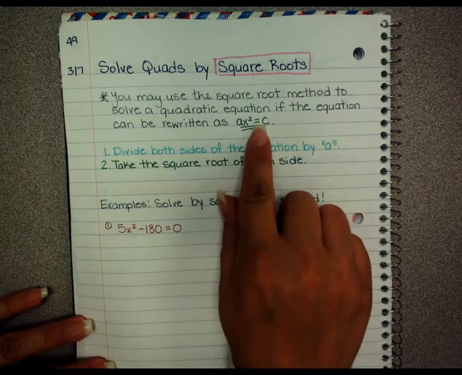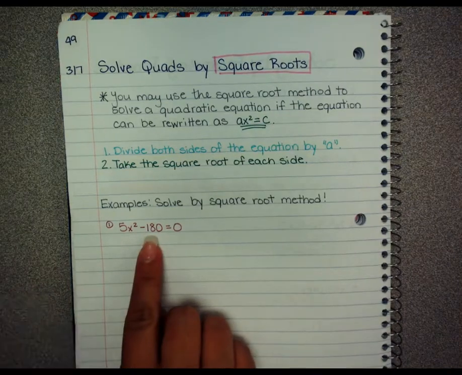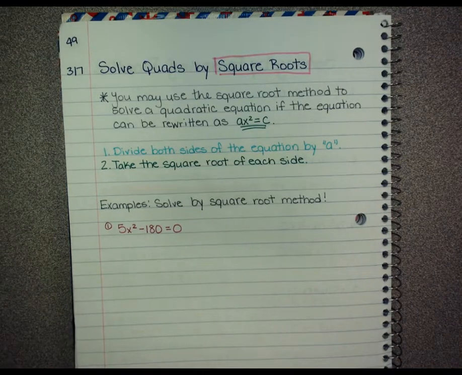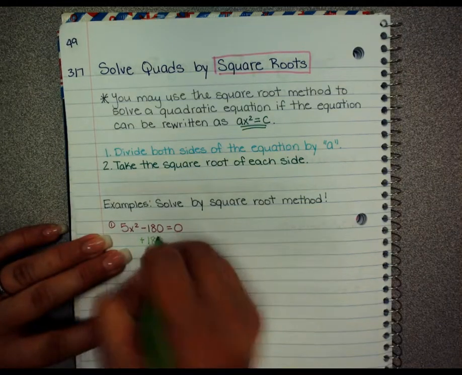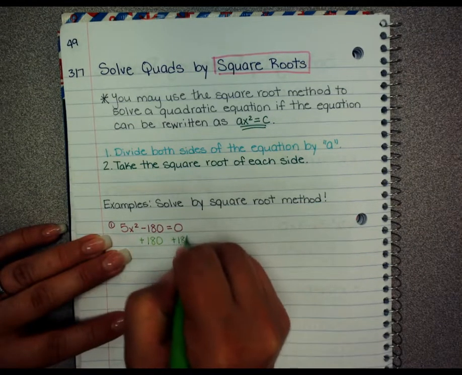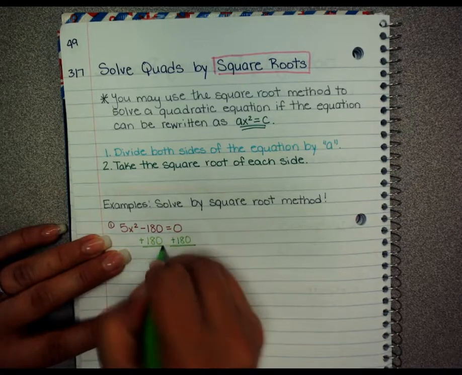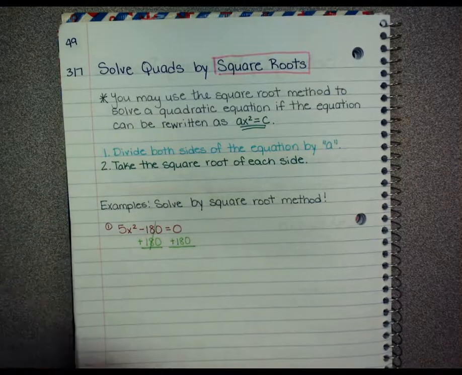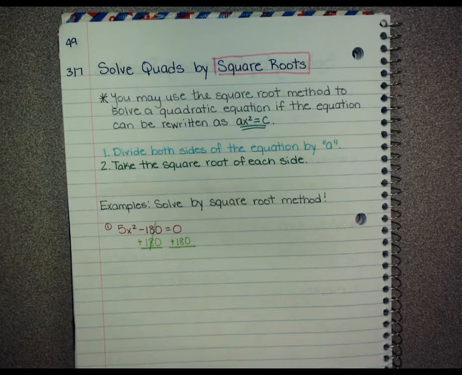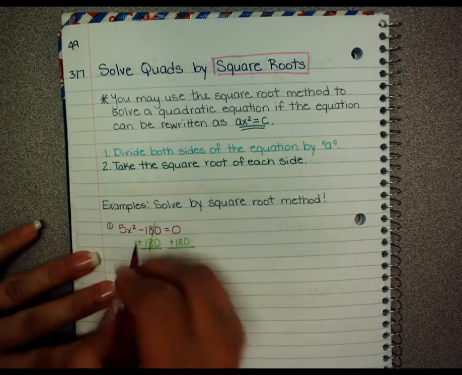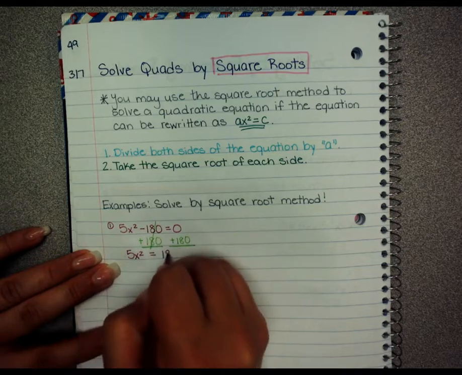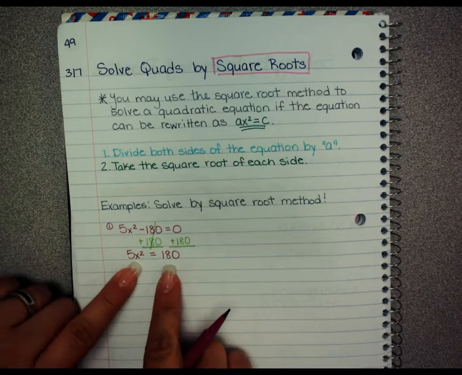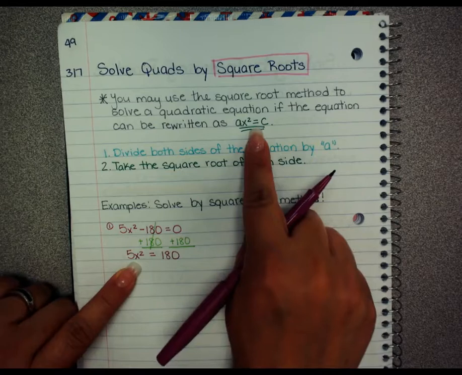We need to have this ax squared equals c. So I need to move this 180. Well, it's really easy. Okay, we're subtracting it, so we're going to add it to both sides. Okay, on this side, it's going to cancel. And we're going to be left with 5x squared on the left and 180 on the right, okay? Which matches this form here, so we're good to go.